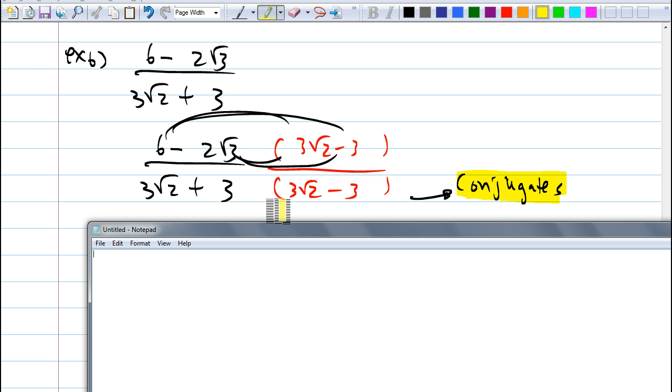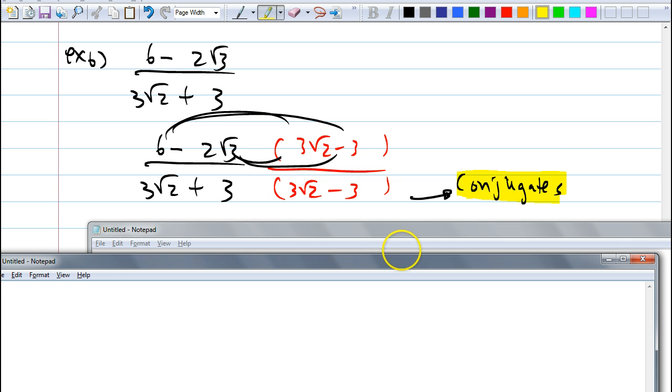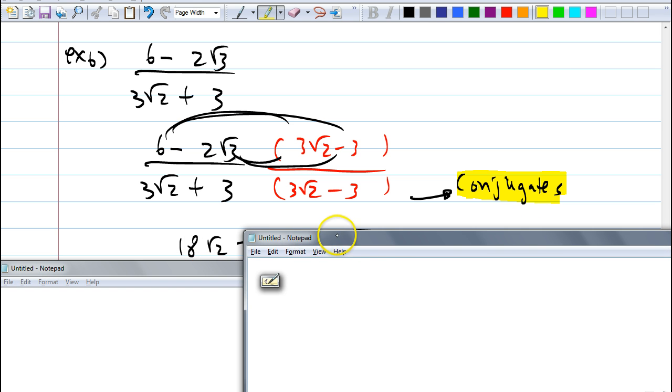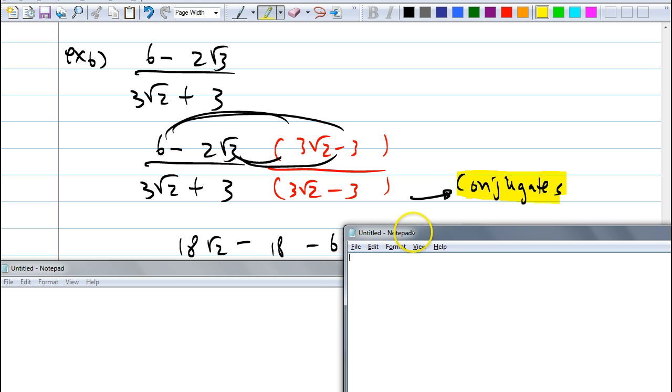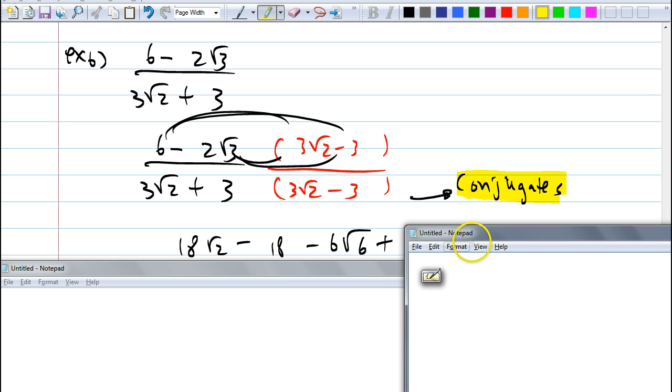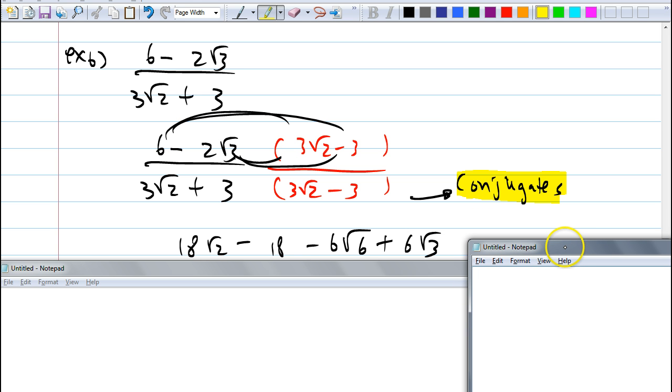How about who haven't I called today? Samantha, what did you get for the numerator when you multiply them? 18 rad 2 minus what? 18, good. Minus 6 rad 6, minus 6 rad 6. Very good. But minus what? It's negative times negative, so plus what? Plus 6 rad 3. Good. Be careful. The last one is plus, guys.